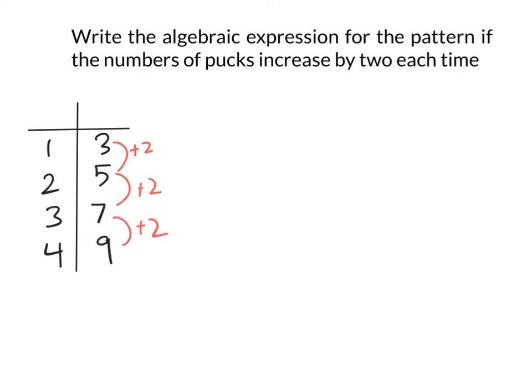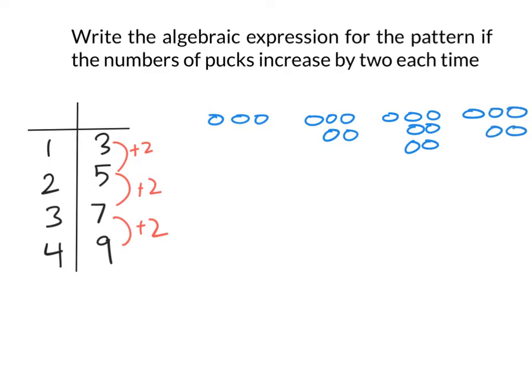I find that it always helps when we draw diagrams out to help out with our patterning. So on the first night, we had 3 pucks. And then on the second night, as you can see from our table of values, we had 2 more. On the third night, we had our original 3, and then the other 2, and then we added 2 more. And then on the fourth night, we had that much, and then we added 2 more.